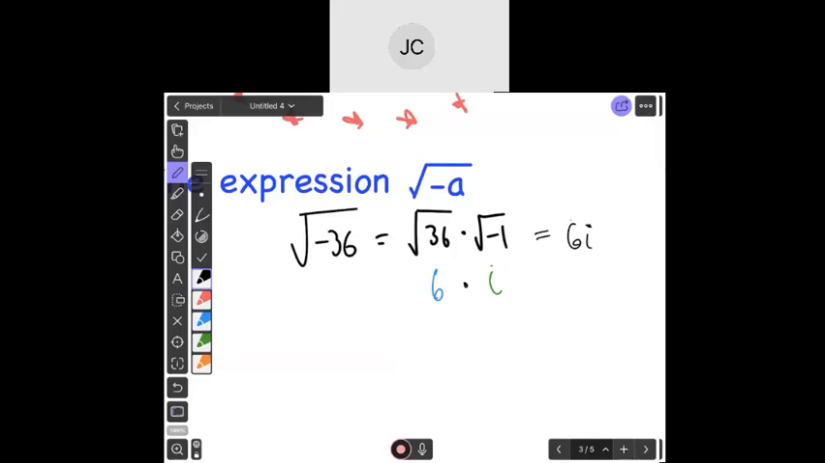I could throw a different one at you, something like the square root of negative 100. It's the same thing as the square root of 100 times the square root of negative 1. The square root of 100 is just 10. The square root of negative 1 is just i. So the square root of negative 100 is 10i.